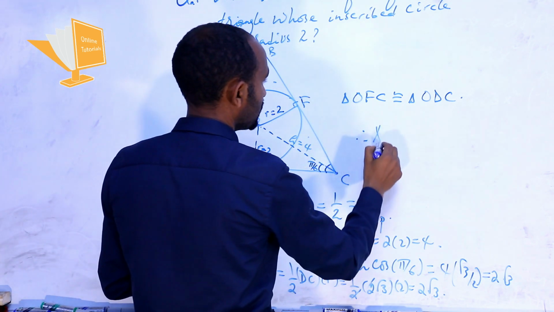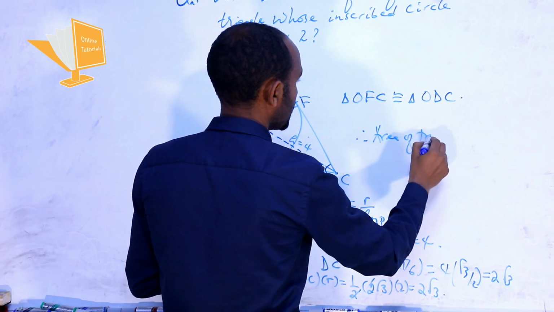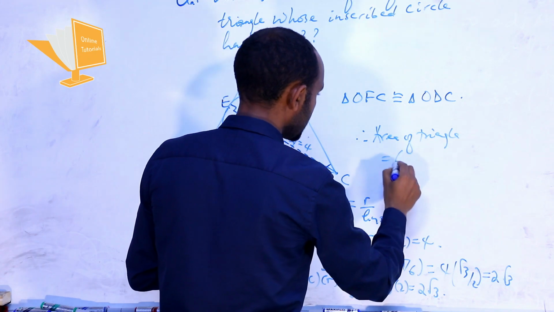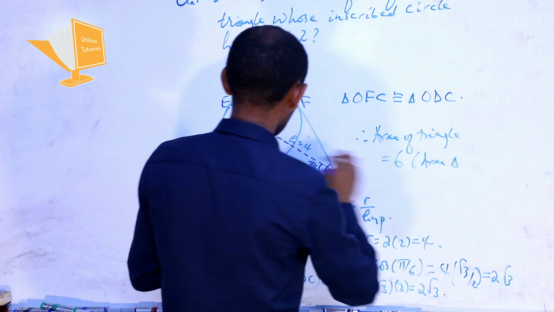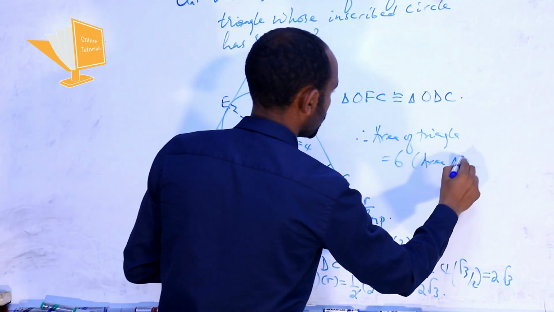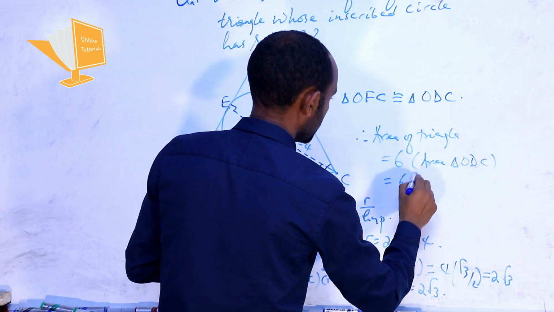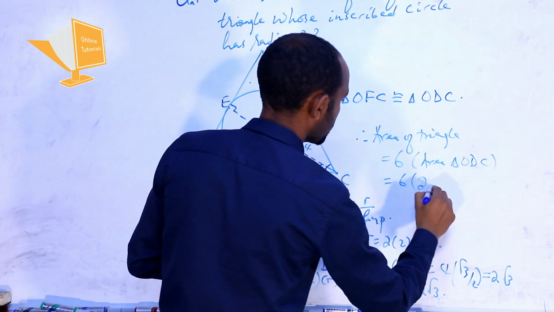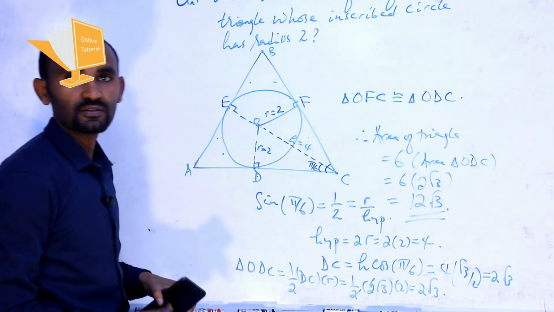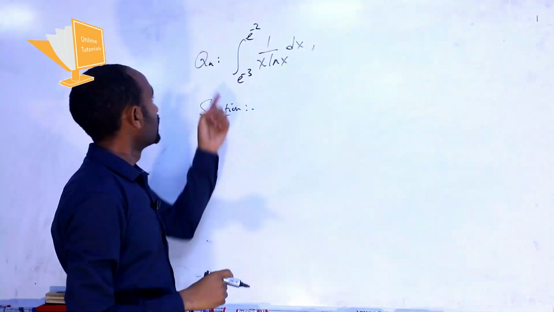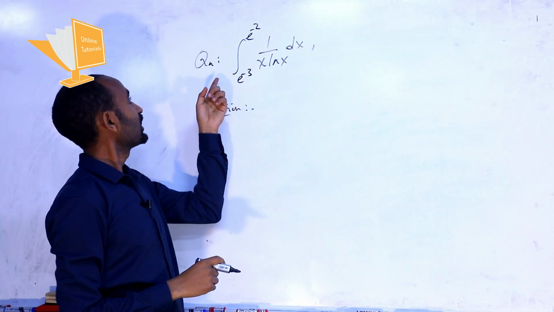Therefore, the area of the triangle is equal to 6 times the area of this triangle ODC. So 6 times 2 root 3. What is this? 12 times root 3. So that's it. Okay, let's have a look at this question.